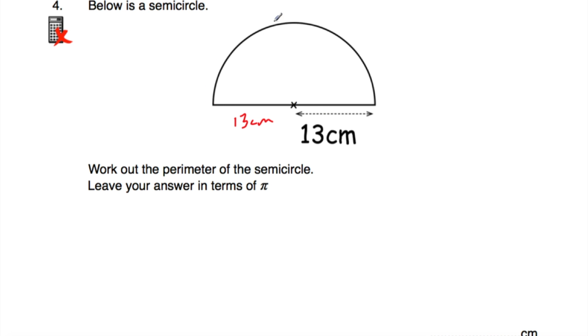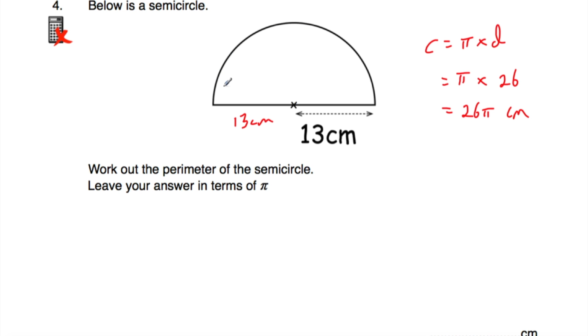And now we need to find the length of this arc. So circumference is equal to pi times diameter. So we're going to find the circumference of the whole circle. So we're going to do pi times, and the diameter of the whole circle would be 26 centimeters. So multiply by 26. That's a non-calculator question. So pi times 26, just putting them together, would be 26 pi centimeters. So that would be the circumference of the whole circle.